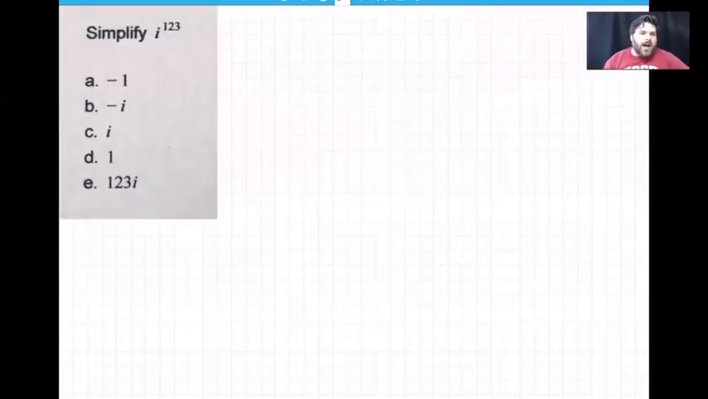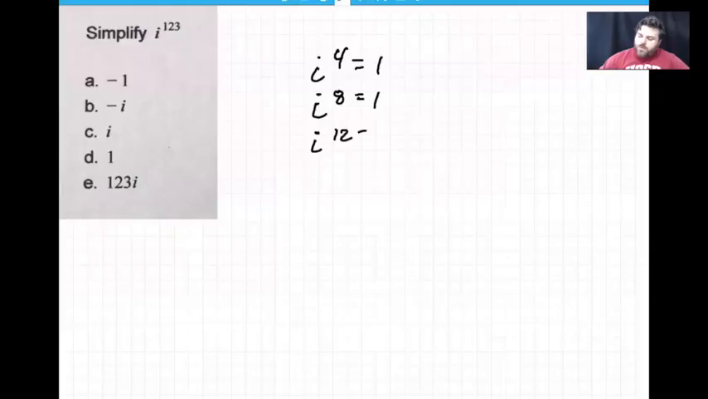All right, simplify i to the 123rd power. All right, so i to the 123rd power. Don't forget, i to the 4th is 1, i to the 8th is 1, i to the 12th is 1. Any power of i that's to the 4th or multiple of 4 power, so 4, 8, 12, 16, 20, those all equal 1. So what you have to do is find basically the number that's closest to 123 that's a multiple of 4. In this case, it's 120. So we know i to the 120 is 1.